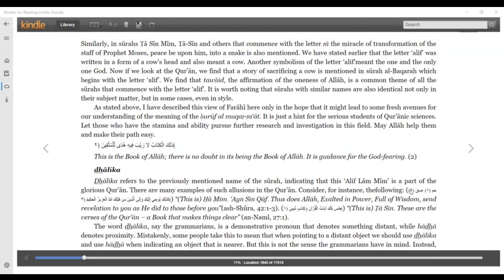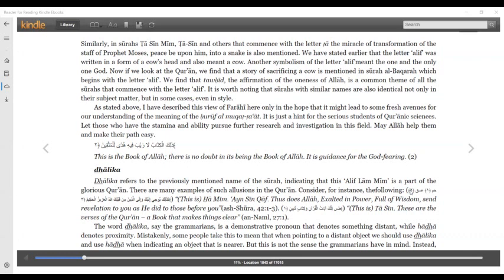ذَلِكَ refers to the previously mentioned name of the surah, indicating that this Alif Lam Mim is a part of the glorious Quran. There are many examples of such allusions in the Quran. Consider, for instance, the following. حاميم عين سين قاف كذلك يوحي إليك وإلى الذين من قبلك الله العزيز الحكيم. Thus does Allah, exalted in power, full of wisdom, send revelation to you as He did to those before you. Surah Ash-Shura, chapter 42, verses 1 to 3.